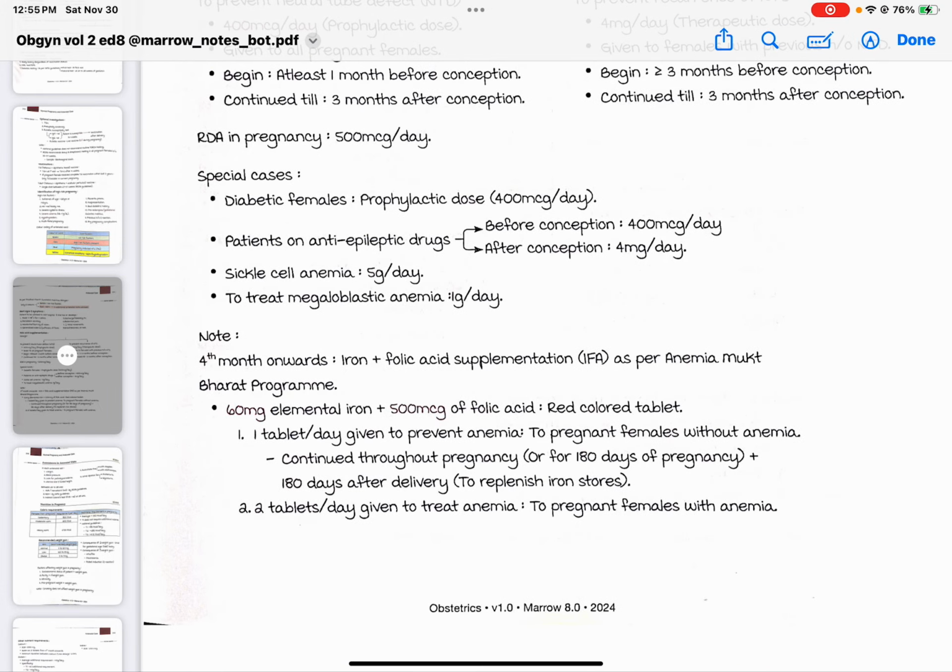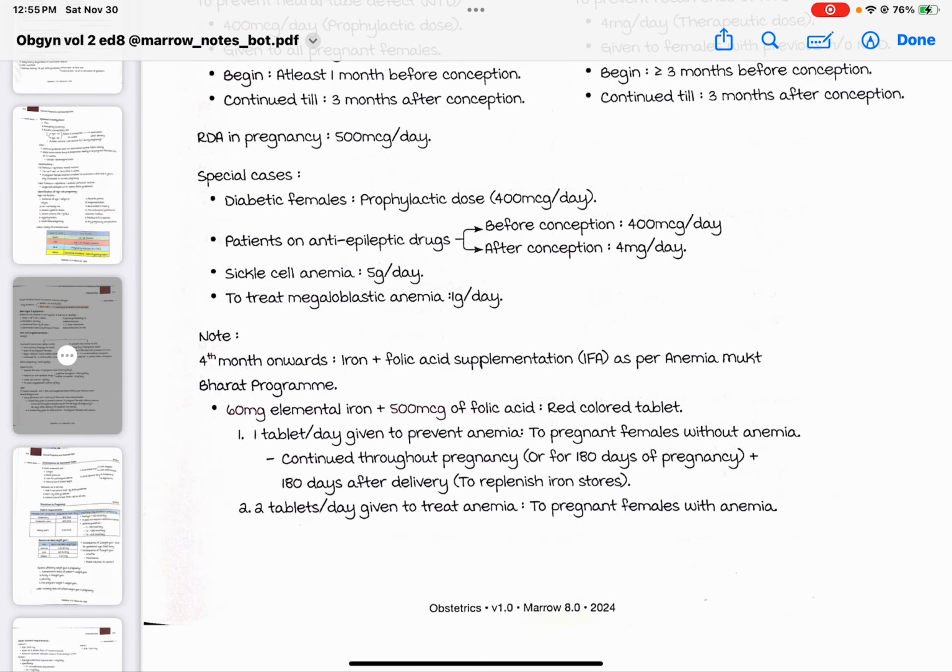RDA in pregnancy, 500 microgram per day. Special cases: diabetic females, prophylactic dose 400 microgram per day. Patients on anti-epileptic drugs: before conception 400 microgram, after conception 4 mg. Sickle cell 5 mg. To treat megaloblastic anemia, 1 mg.